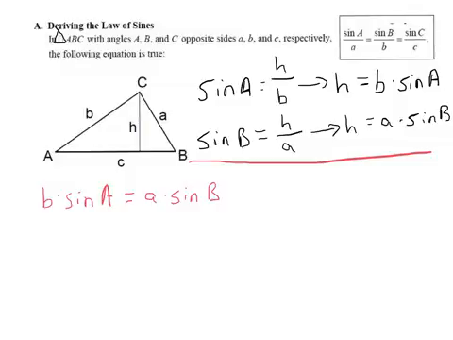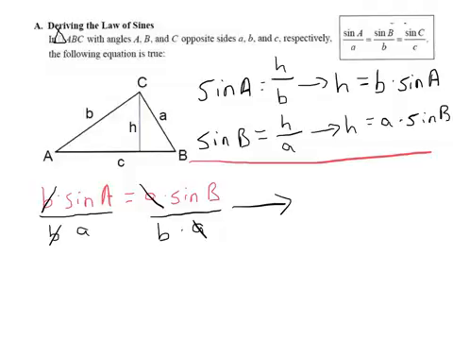And I'm going to just rearrange some stuff. If I were to divide this by a little b, I need to also divide this side by a little b. These would cancel off. And if I were to divide this side by a little a, I need to divide this by a little a. These cancel off. And lo and behold, we have part of the law of sines.